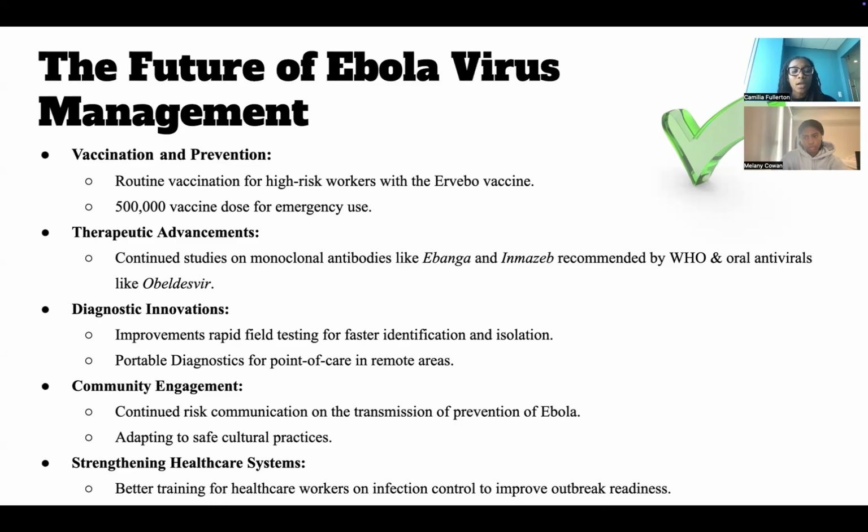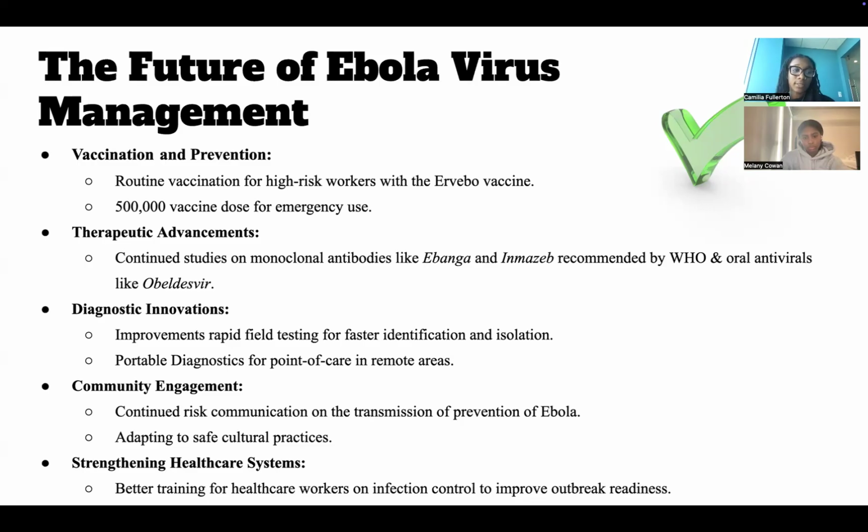And by having 500,000 vaccine doses in case there is an emergency and a random outbreak all of a sudden, there will be resources on hand to handle that outbreak versus having to wait for resources from the WHO or from the UN. They can have their vaccines on hand so that they can keep it contained until they can get more resources from people who can help them.